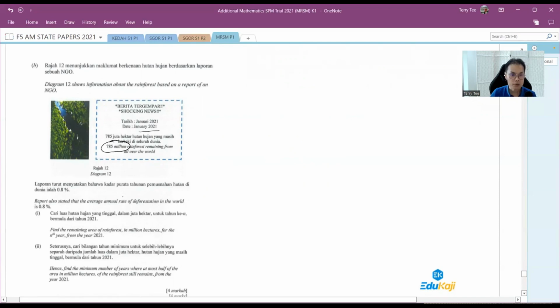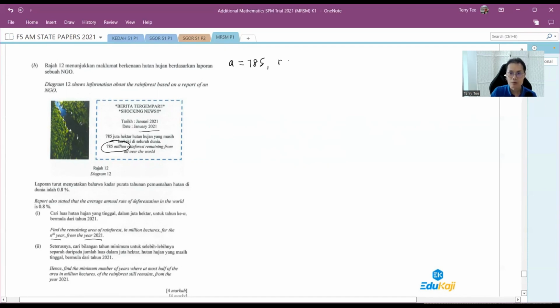Okay, so what we want to do is to find the remaining area of rainforest in millions hectare, right? For the end year, starting from 2021. So 2021 is your first term, 785 million. So I think we can just drop the million because in your answer you want everything in million, right? So we already know it's the same unit.